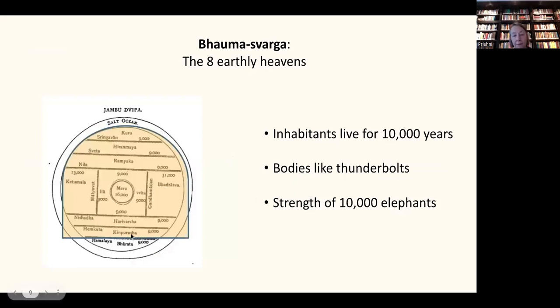So these top 8 varshas that are highlighted here are the 8. Bhaumasvarga means 8 earthly heavens. And this is not something we recognize here on our planet. The inhabitants live for 10,000 years. They have bodies like thunderbolts and the strength of 10,000 elephants. So these are superhumans. We don't really see them in our everyday life.